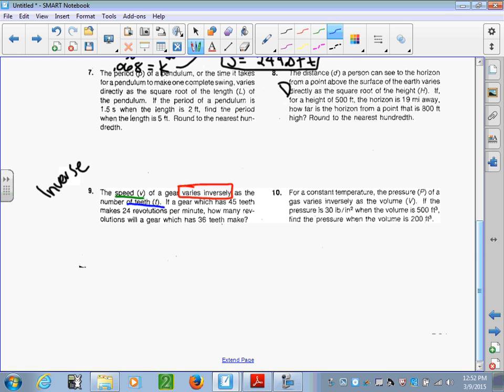Alright, I'm going to stop there and I'm going to write out my inverse relationship here. So I have the speed V, and it varies inversely as the number of teeth. So I have K, and when it's inverse, remember it's divided by the number of teeth, which is T. Okay, so there's step 1.